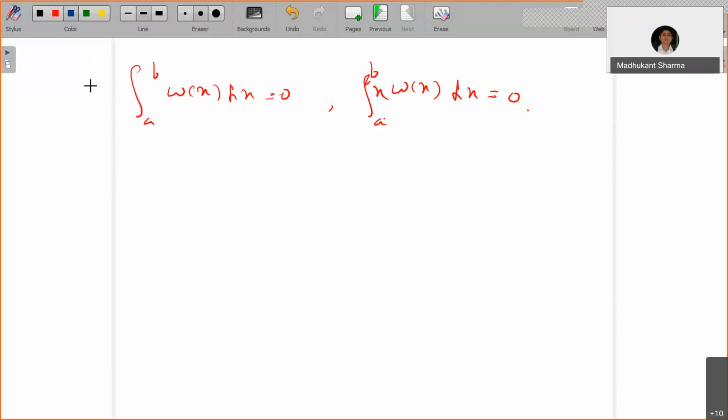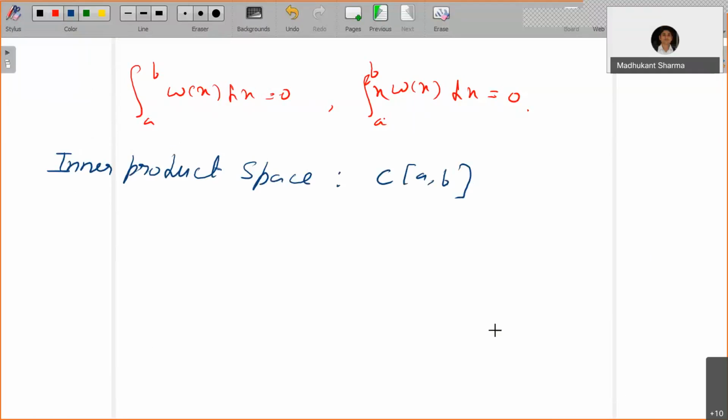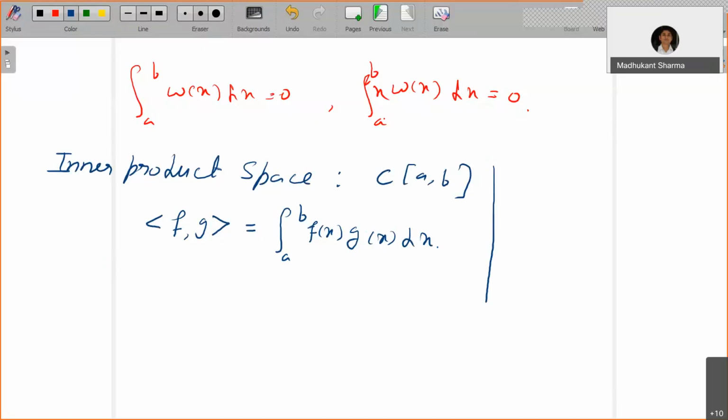So now, in order to find the general procedure, we recall inner product spaces, and how the inner product is defined here. The inner product of f and g is defined by the integration from a to b of f of x times g of x dx. Such a relation defines an inner product, with properties: f comma f is greater than or equal to 0, and f comma f is equal to 0 if and only if f is equal to 0.